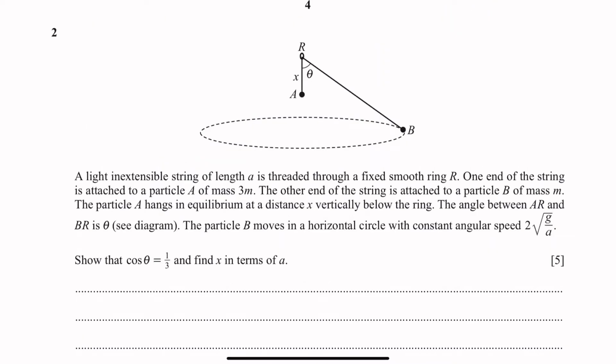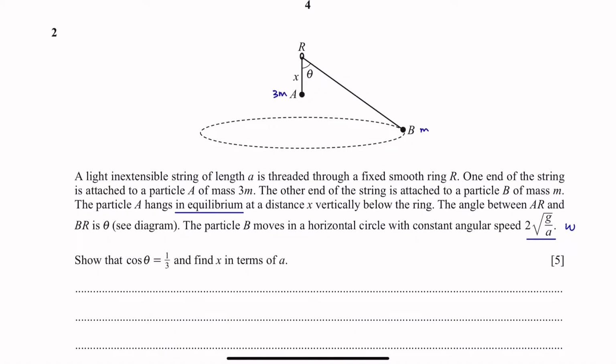Question 2. A light inextensible string of length a is threaded through a fixed smooth ring R. One end of the string is attached to a particle A of mass 3m, and the other end of the string is attached to a particle B of mass m. The particle A hangs in equilibrium at a distance x vertically below the ring. The angle between AR and BR is theta. The particle B moves in a horizontal circle with constant angular speed of 2 root g over a. So this whole thing would be our omega. Show that cos theta is equal to 1/3 and find x in terms of a.